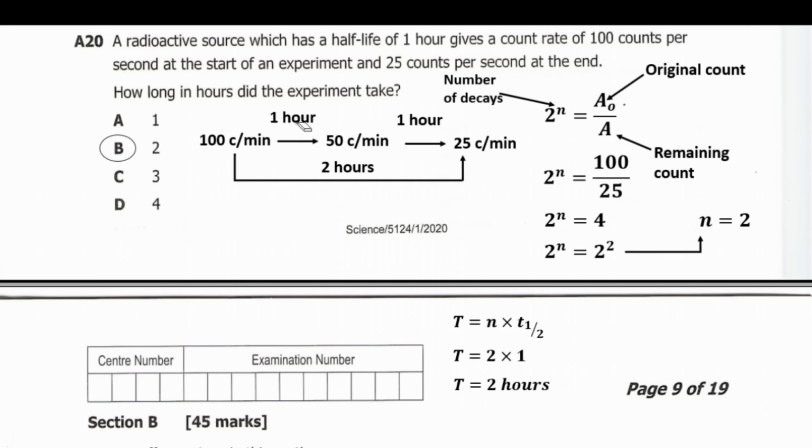So you can either use this method or use this other method. The choice is yours, depending on which one you find to be simple and the fastest. So now we can go to section B.